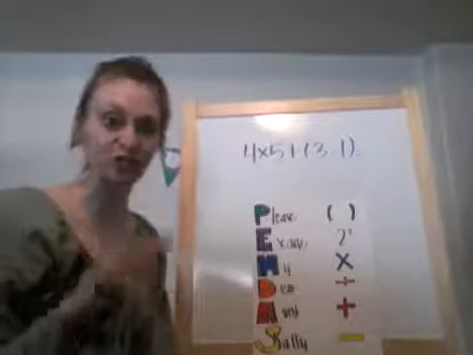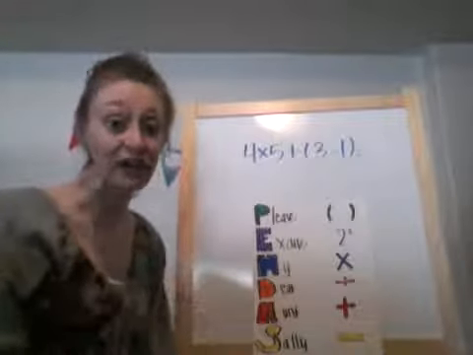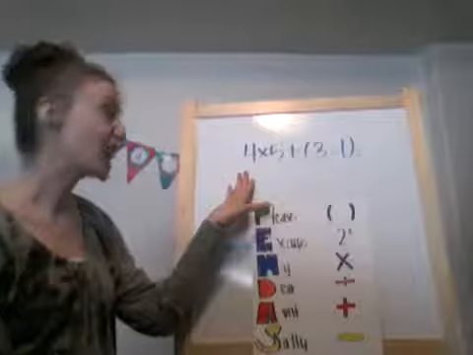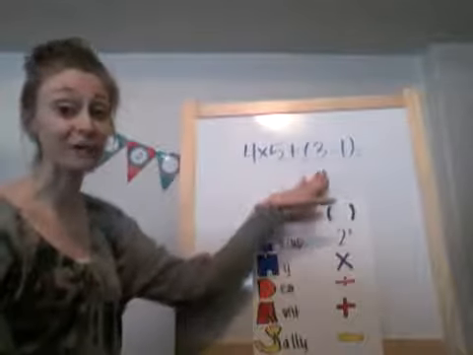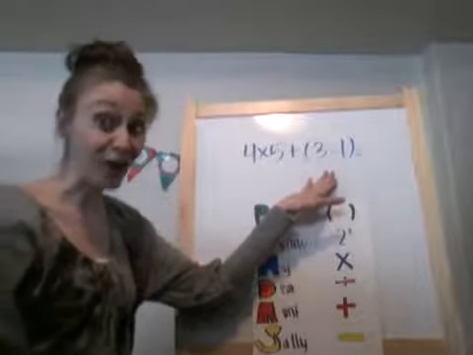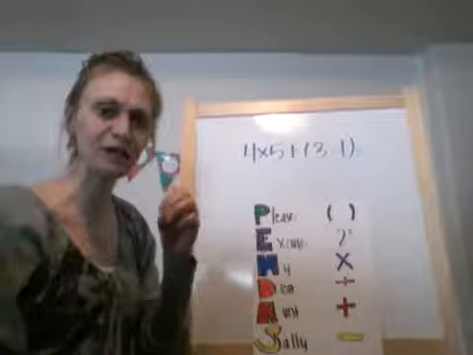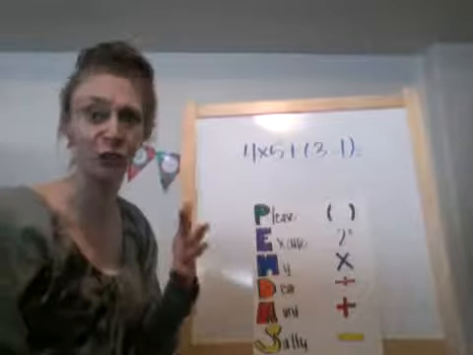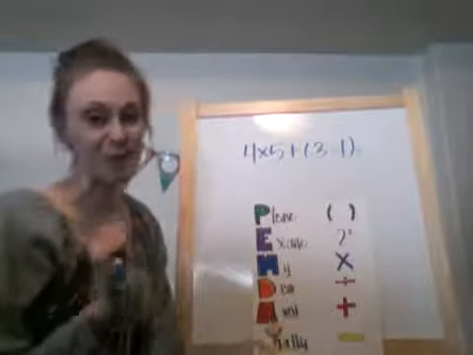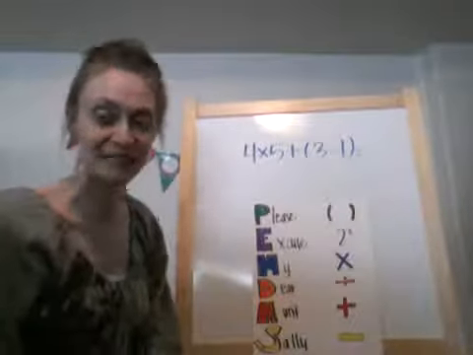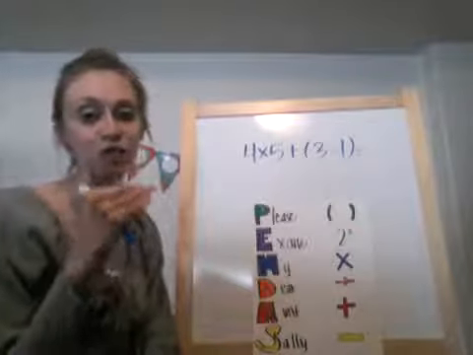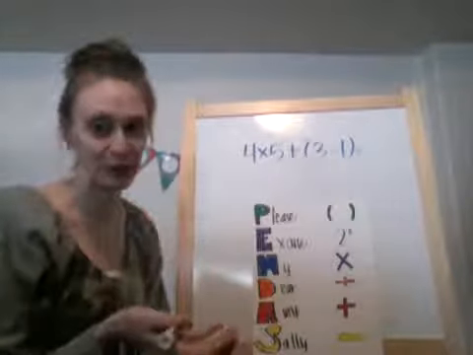Now with order of operations, we use this strategy when we have an equation something like this. 4 times 5 plus 3 minus 1. Well, there's a lot going on in here, and it can be a little bit confusing to know where to start, what to do first. That's where the order of operations comes in. It tells us the order that we do things so that we can get the correct answer.